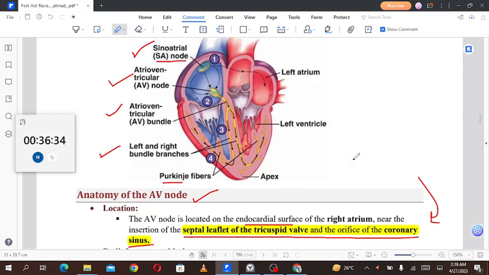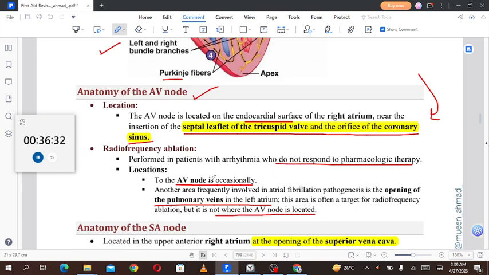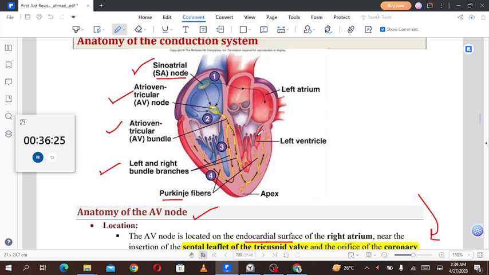So what do we do in atrial fibrillation pathogenesis? Pardon me, AV node occasionally. So why do we do the ablation? Ablation means that we are going to damage or destroy a particular area in the conduction pathway. Why do we do that?